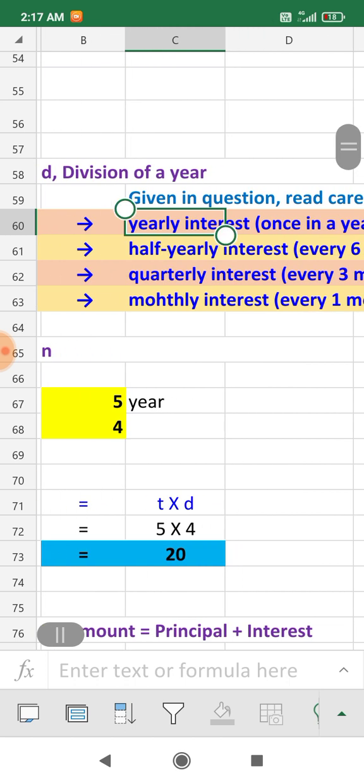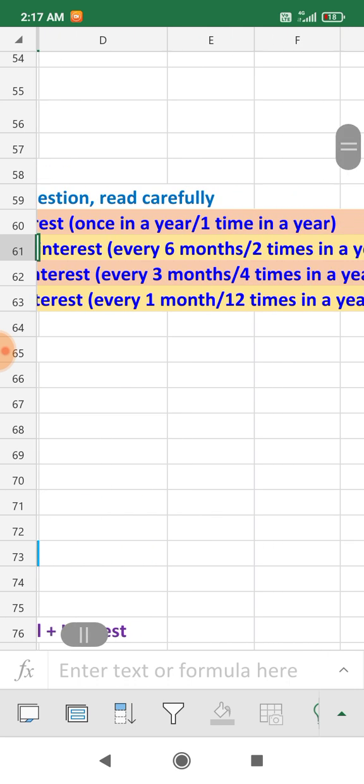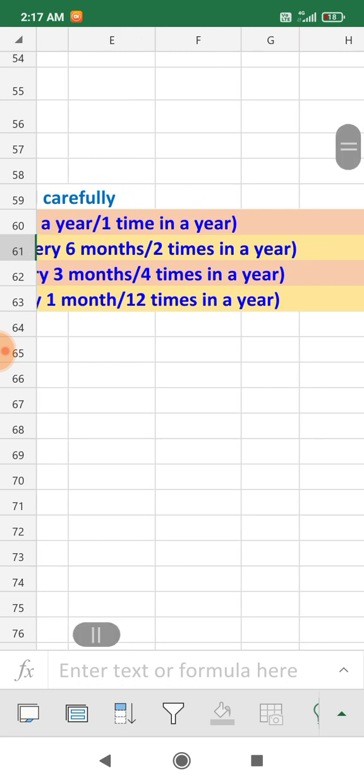If it is a half yearly interest, it means we will get interest every 6 months. That means 2 times in a year. Then D will be equal to 2. Interest will be calculated twice in a year in this case.